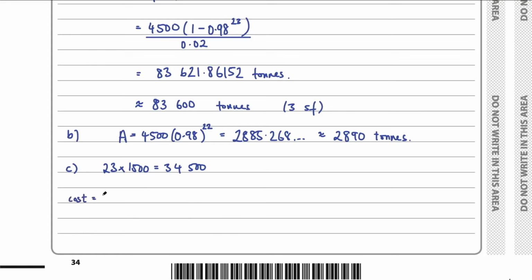And so now let's do a bit of a calculation for our cost. Well, firstly, we're going to have 34,500 tons at 800 pounds per ton. That would be the cost for that amount. And we need to add on the cost for the rest. For the rest, we're going to have the total tons take 34,500 multiplied by 600. So 600 pounds per ton multiplied by, now for this I might use the unrounded number to make it more accurate. So we would have 83,621 take 34,500, and that should give us the total cost.